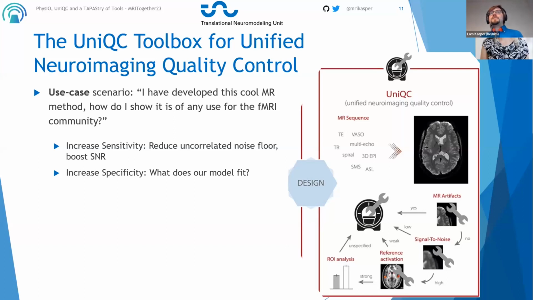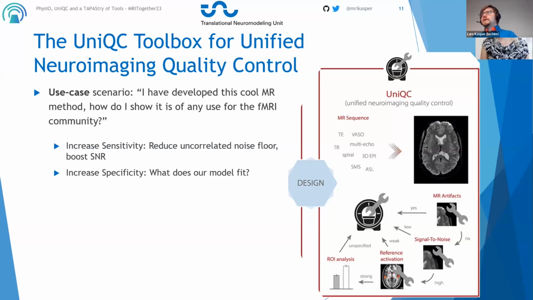And the idea is you want to show that it really increases sensitivity, so that the uncorrelated noise is reduced, you boost the signal to noise ratio, but also you want to make sure that specificity is not compromised. So what do we actually fit with our model, and what happens basically with the distribution of the brain? You see on the right here multiple use cases where we can use UniQ in that context.